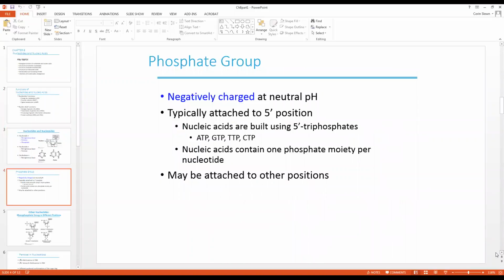Phosphate group is going to be negatively charged at neutral pH. It's typically attached to the 5' position. So nucleic acids are built using 5' triphosphates. And we also see that nucleic acids contain one phosphate moiety per nucleotide. It can be attached to other positions, but the 5' is the most predominant.